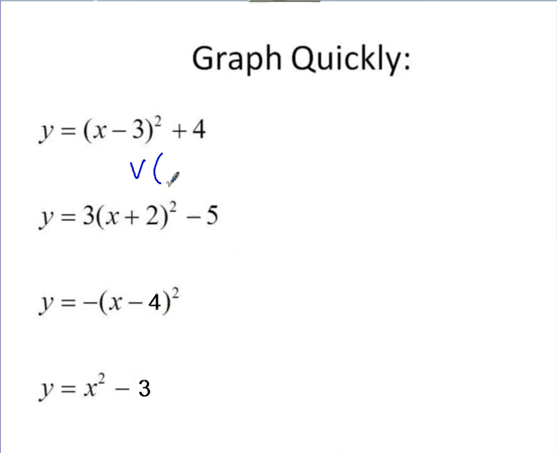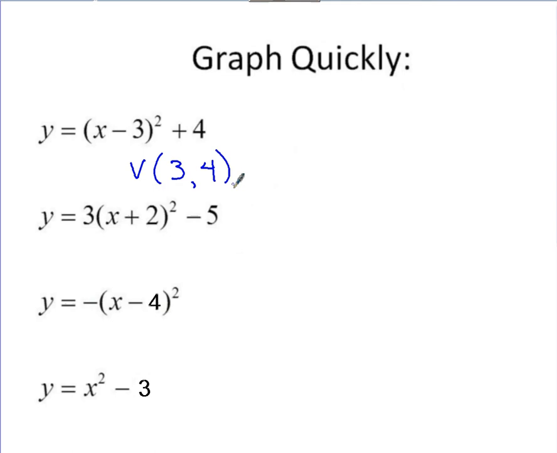To find the vertex, I go inside the parentheses here. I notice that it's x minus 3. For my x-coordinate on the vertex, I'm going to make that a positive 3 because I'm just taking the opposite of whatever this number is. As far as the y-coordinate is concerned at that vertex, the y-coordinate is going to be the number that's on the outside here, that plus 4.